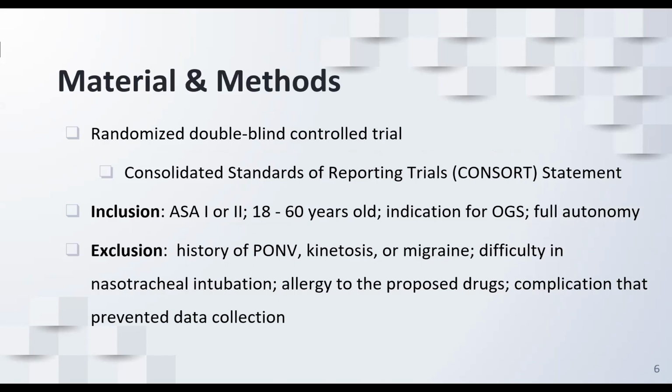The researchers followed the requirements for designing a clinical trial according to the Consolidated Standards of Reporting Trials. Patients with physical status ASA 1 or 2 were included, aged from 18 to 60 years old, with indication for OGS, and who had the full autonomy to decide on participation in this study. They excluded patients with history of PONV, kinetosis, migraine, or difficulty in nasotracheal tube intubation, or allergy to the proposed drugs or some other complications that prevent data collection.